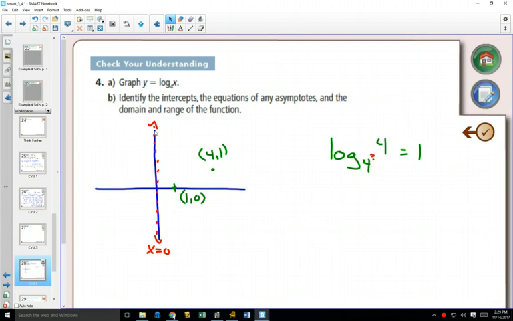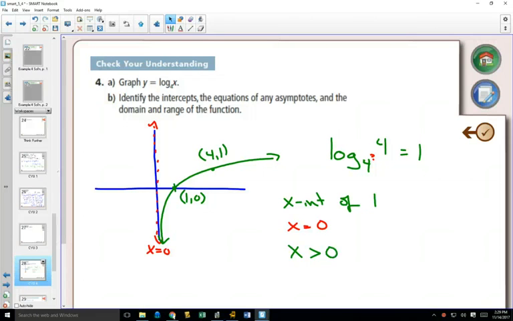So with all of these things together, now we can draw your basic log graph, which looks like an exponential graph kind of turned. So identify the intercepts. There is only an x-intercept of 1. The equation of the asymptote is x equals 0. The domain is your x values are greater than 0, and your range is everything.